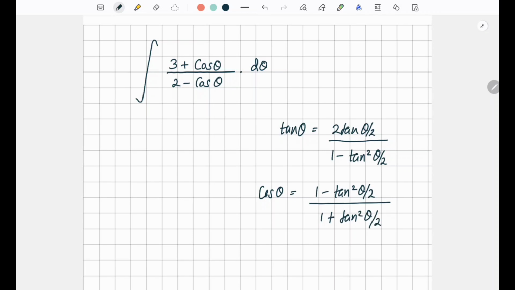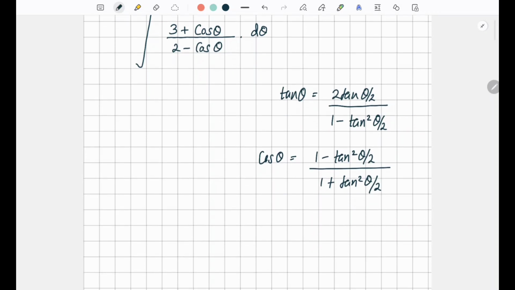Now I've shown you guys how you get this in my previous videos. It's actually easy because you can see the numerator is your opposite side and your denominator is your adjacent side in your tan theta function, and if you find the hypotenuse, you can find 1 plus tan squared theta over 2. So it's pretty easy. But anyways, if you guys want me to show it, please drop a comment, I'll help you guys out.